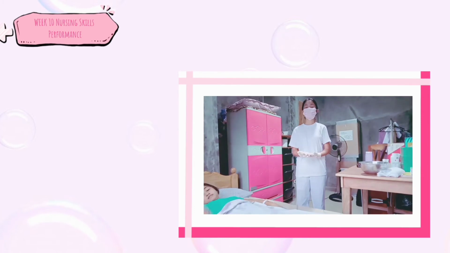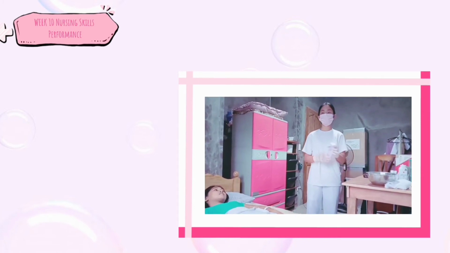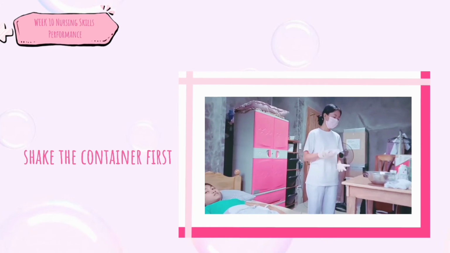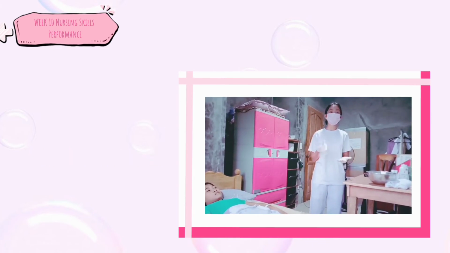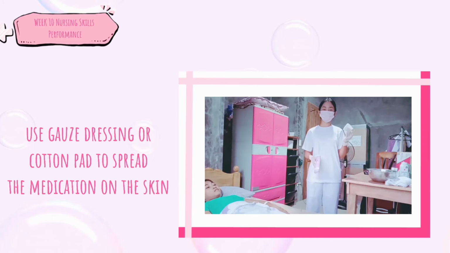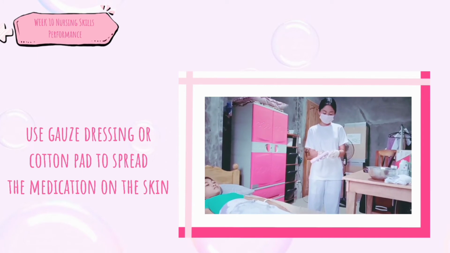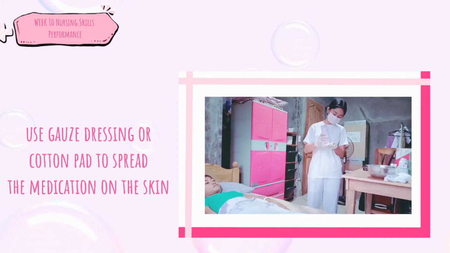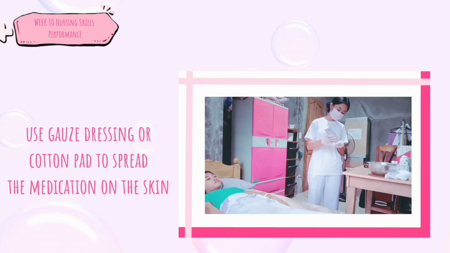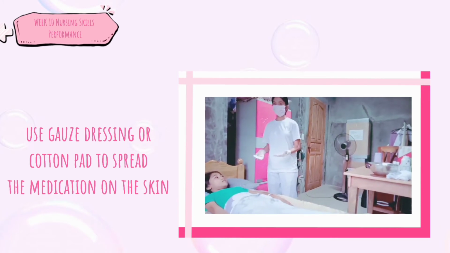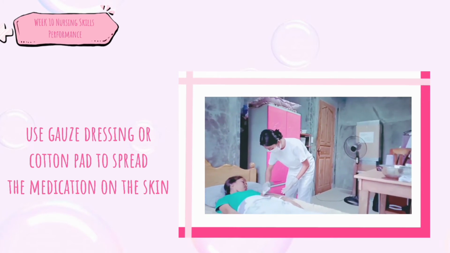To apply a suspension-based lotion, what we're going to do is shake the container first, vigorously. Then, place a small amount of lotion on a gauze dressing or a cotton pad. In this case, I'm going to use a gauze dressing. After that, we're going to apply the medication on the patient's skin. Tap it gently to the patient's affected area of the skin.